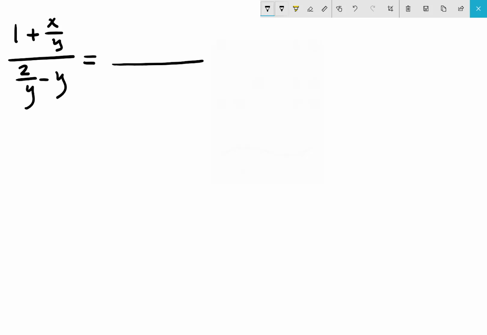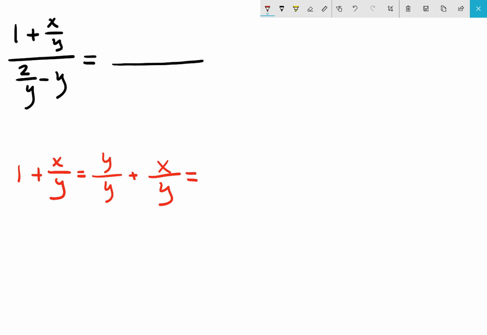So over to the side here, I'm going to add the terms in the numerator, so the 1 plus x over y. I need a common denominator, which is going to be y. x over y already has the denominator y, and then 1 is y over y. Any fraction whose numerator and denominator are the same is 1. So we needed a denominator of y, so we made 1 into y over y.